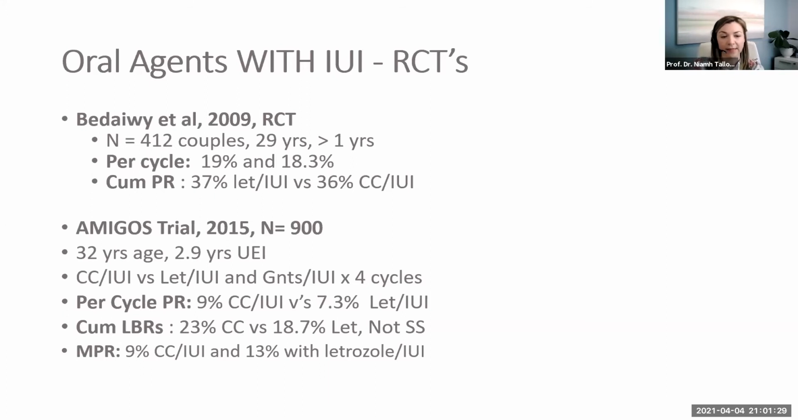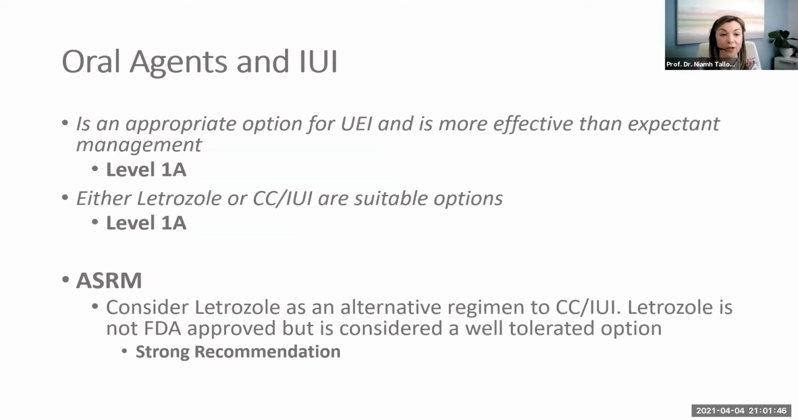And pregnancy rates per cycle for Clomid were 9%, letrozole 7% with IUI, and cumulative live births were not statistically significantly different. And the multiple pregnancy rate for Clomid was 9% and 13% for letrozole. Again, they're all being used to superovulate, so therein comes the risk of multiple pregnancy.